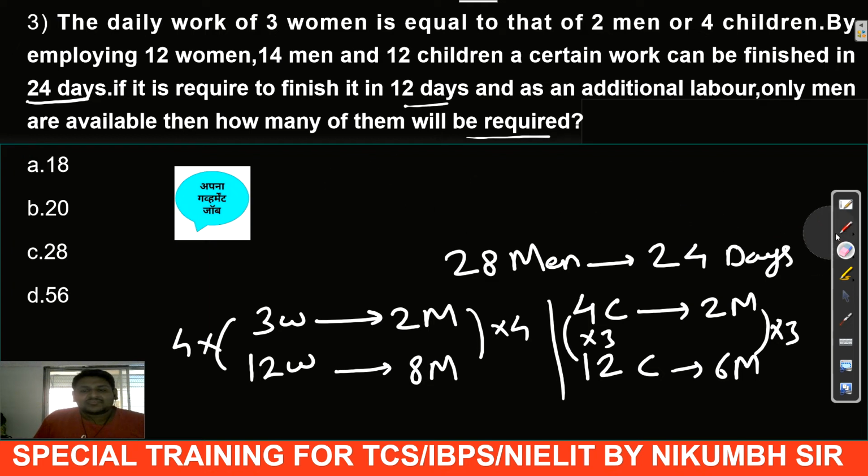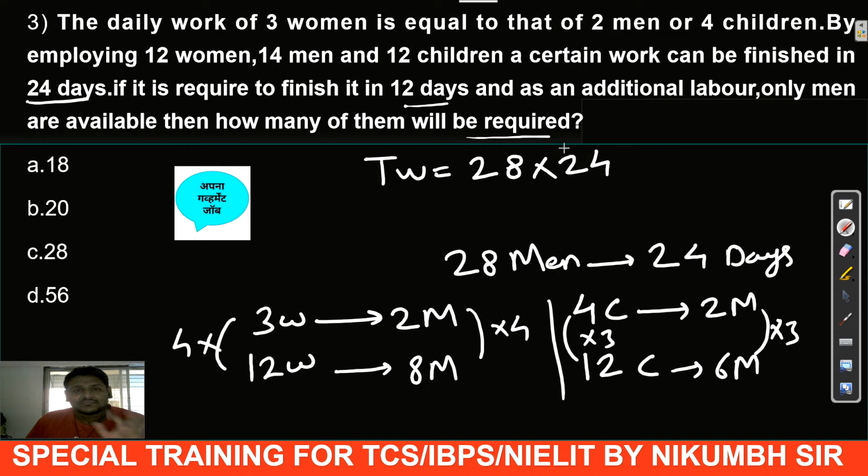Now we know the basics of time and work, how to find total work, MDH, man days work. You know the concept. So what is the number of men? 28. What is the days? 24. So this is the total work. Don't multiply. Always remember, in time and work, when you are finding total work, don't solve this, because it will surely get cancelled.